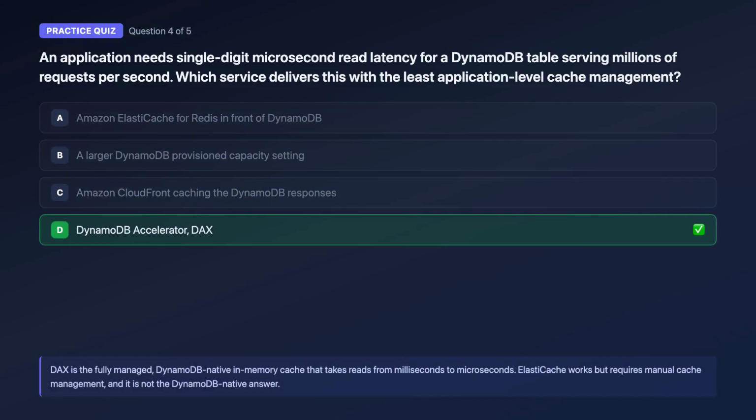If you said D, well done. DAX is the fully managed DynamoDB native cache that takes reads from milliseconds down to microseconds. ElastiCache could technically cache the data, but it needs manual cache management, and it isn't the native answer. Microsecond plus DynamoDB always means DAX.